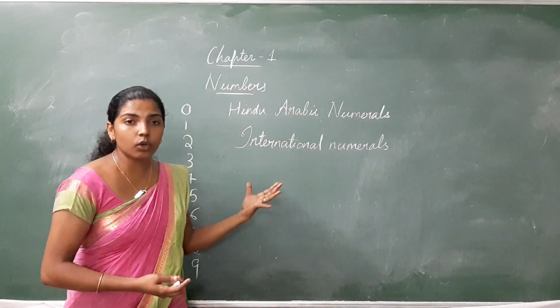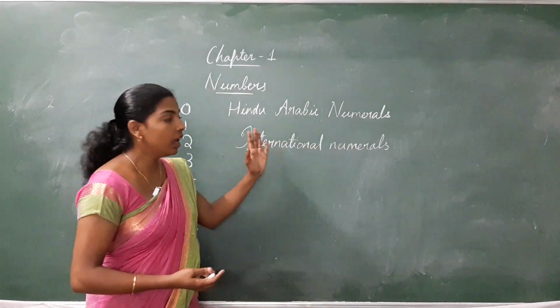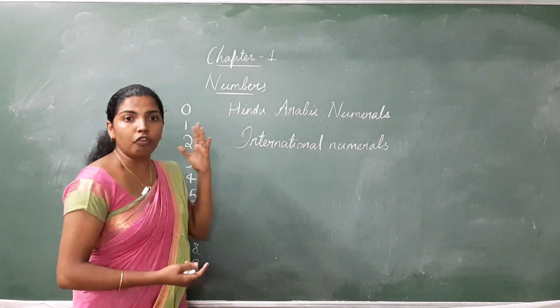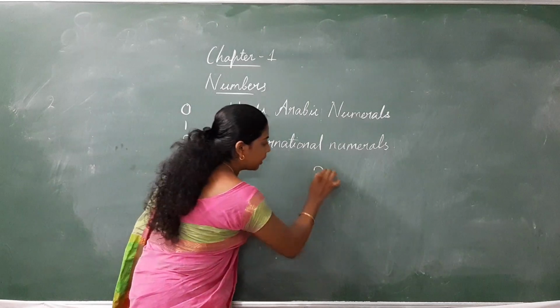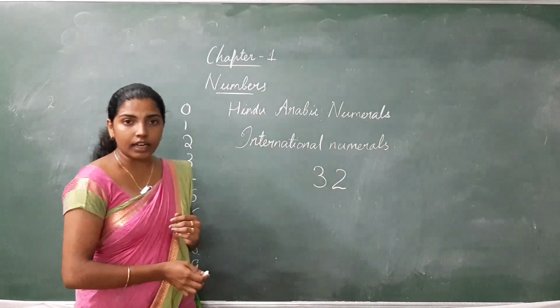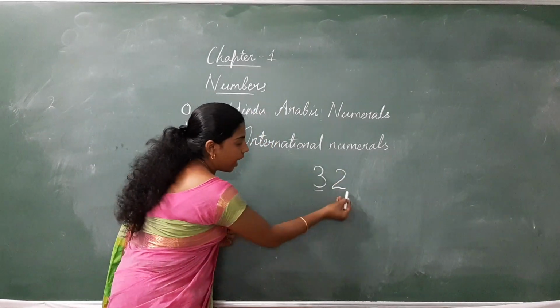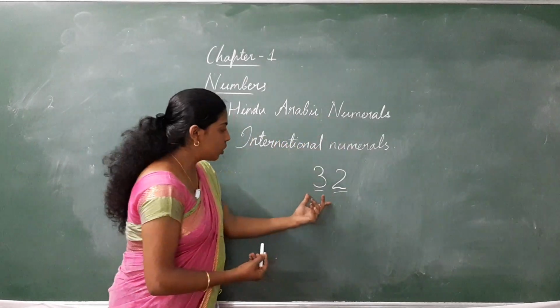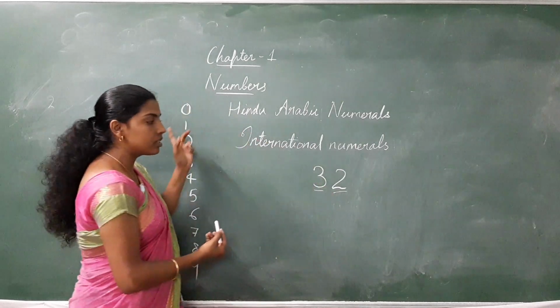Since these digits are used worldwide, they are also known as international numerals. We use these digits to form numbers. For example, 32. 32 is a number. See, this 3 and 2 are digits, our Hindu Arabic numerals. So, 32 is formed from these digits.